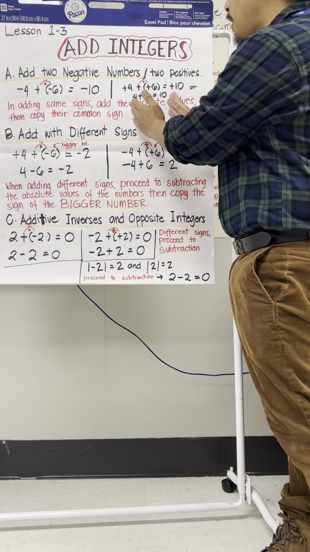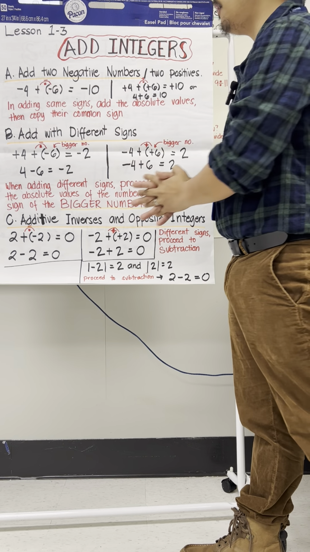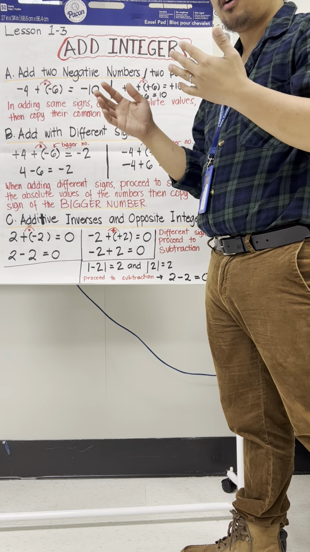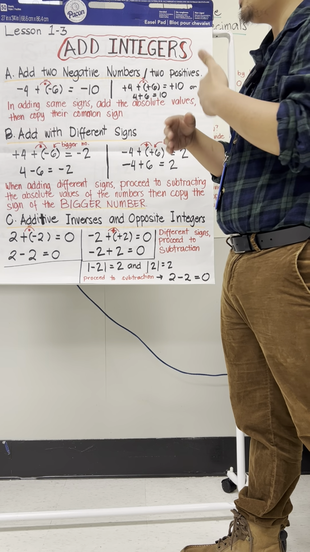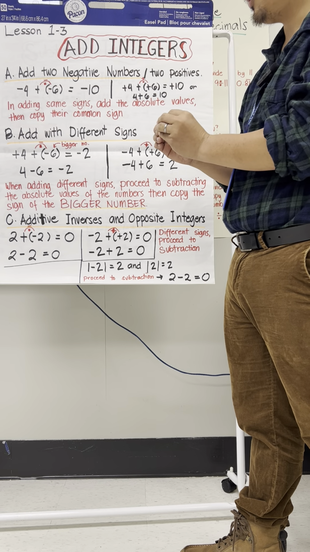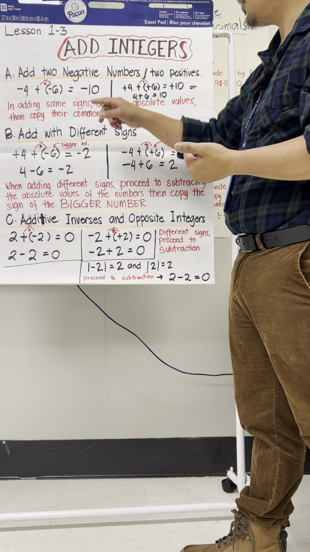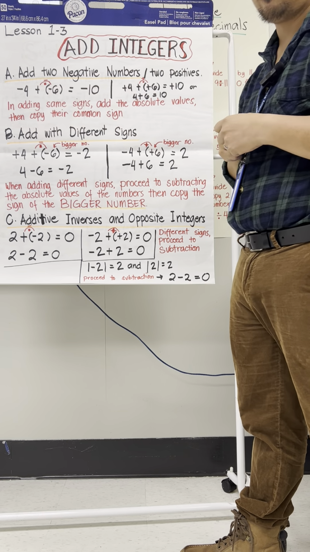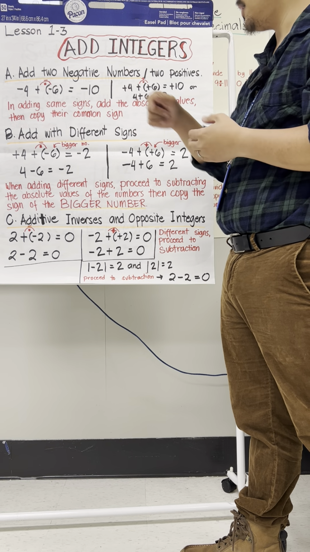So what we'll do is we find the absolute value of -6 and -4. So therefore 6 plus 4, the absolute value of -4 is also a 4. So 6 plus 4 is equal to 10. Then you copy the sign that is common to both of them, which is a -10. Therefore, -4 plus a -6 is equal to a -10.